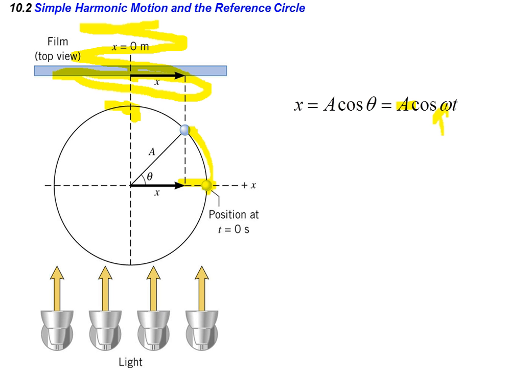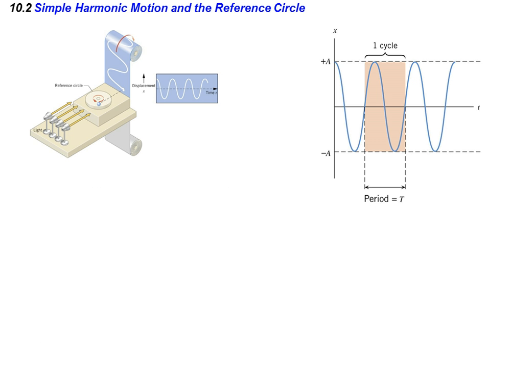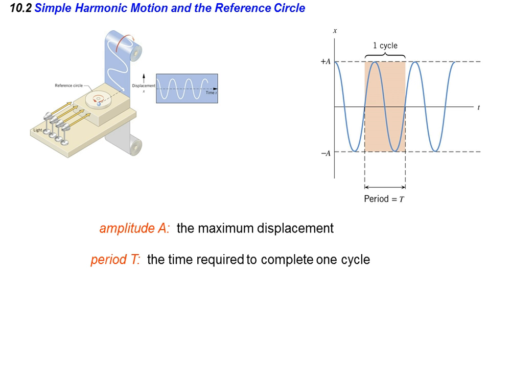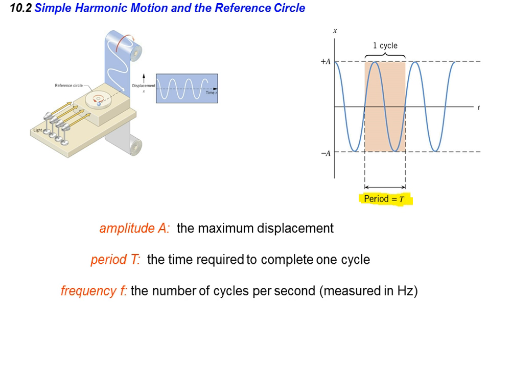Amplitude is our maximum displacement, where frequency is going to be the inverse of our period, which is how long it takes to do one complete cycle. So to summarize, we have amplitude A, the maximum displacement; the period T, the time required for one cycle, so that's one cycle here on our graph; and the frequency, which we're going to call f, and make sure it's a lowercase f. This is the number of cycles per second. We measure this in hertz.